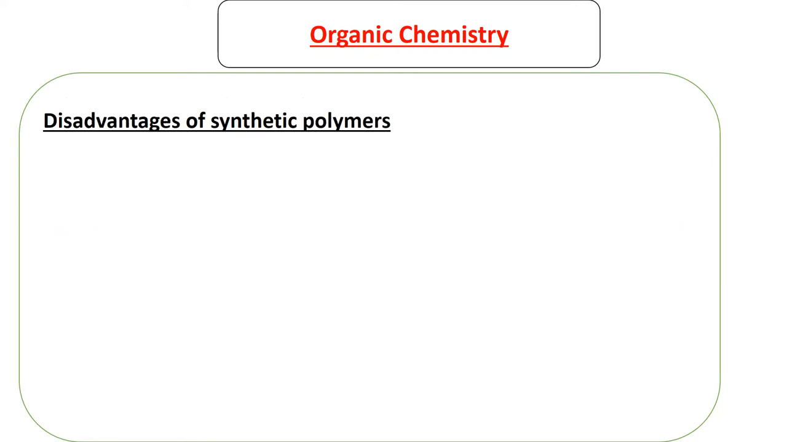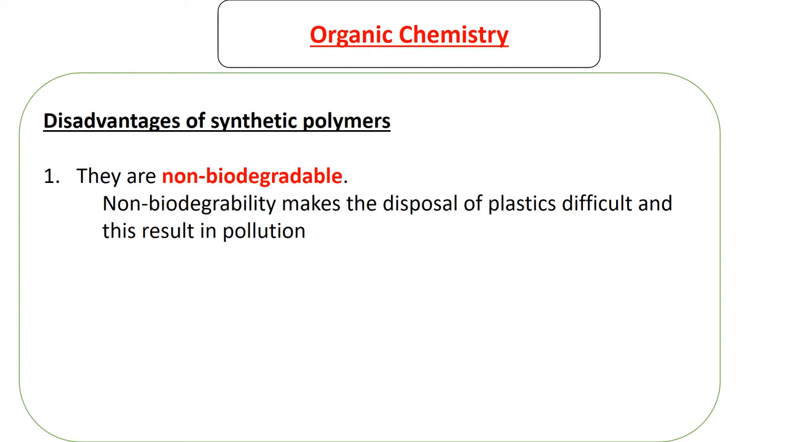Now, with all these advantages, what are the demerits or the disadvantages, the bad side of synthetic polymers? There are basically two disadvantages, all centered on the issue of pollution. They are pollutants. First, they are non-biodegradable. The fact that they cannot be decomposed by bacteria makes the disposal of plastics difficult, and this results in pollution.